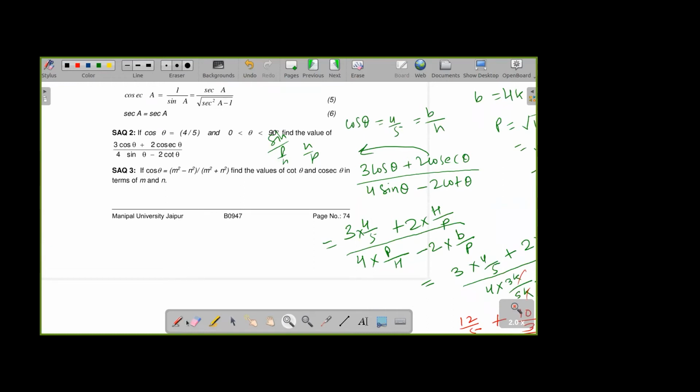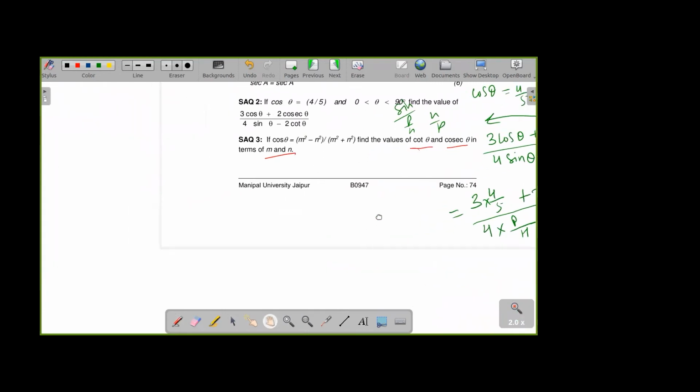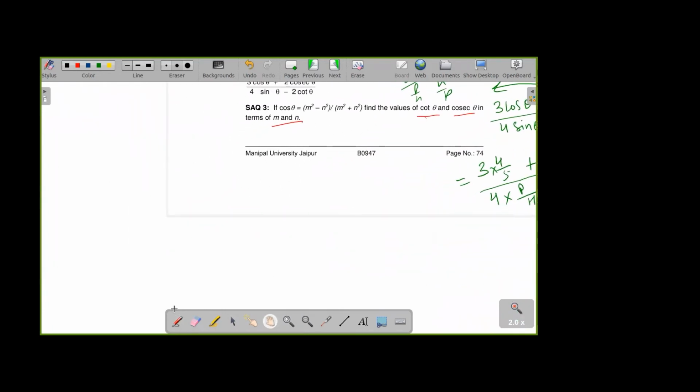Okay, so next, cos theta is equal to m square minus n square all divided by m square plus n square. Find the values of cot theta and cosec theta in terms of m and n. You have to find cot and cosec.